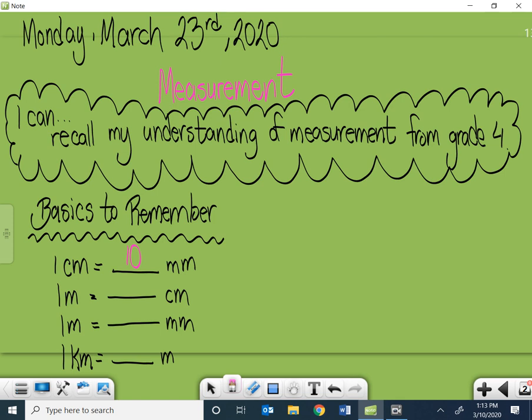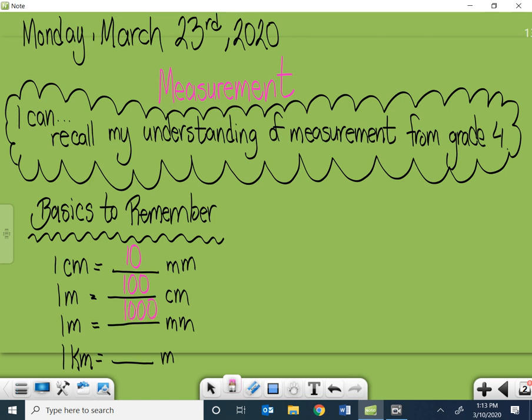1 meter. As you remember, there's always a meter stick in the front of my room, and I'm sure in your room too, Mr. Matt and Miss Rachel, there's always that meter stick. It's equal to how many centimeters? Hopefully you said 100. And that same 1 meter stick is equal to how many millimeters? So those tiny little ones, 1,000 millimeters.